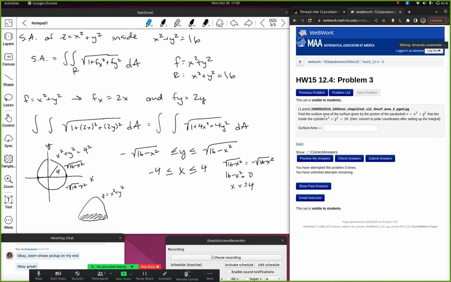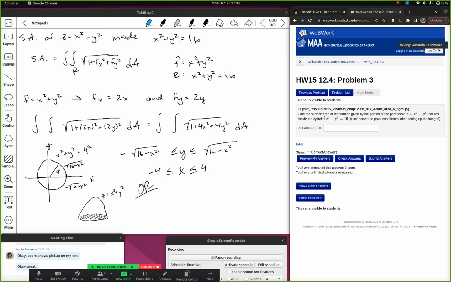But if you set that up, it turns out that it's really hard to evaluate it that way. And so what we actually prefer to do is to evaluate this one in polar coordinates. And that's the hint that's given to us, but if you weren't given the hint, you might start doing this and then realize that's a whole mess.